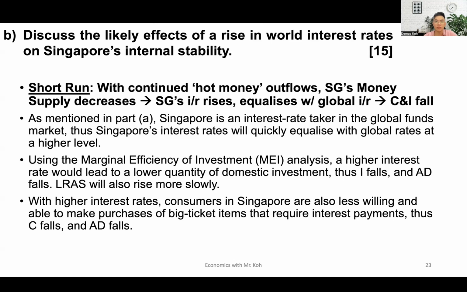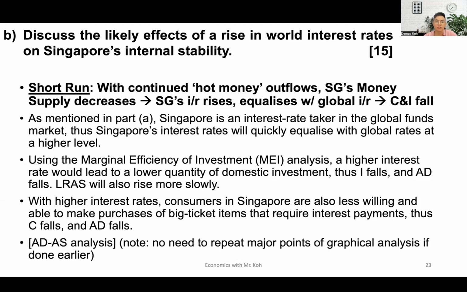Right. And with higher interest rates, consumers in Singapore are also less willing and able to make purchases of big ticket items that require interest payments. Therefore, consumption expenditure falls, leading to a fall in AD. Again, what's expected is AD-AS analysis, although if it was already done earlier in terms of the depth development, there's no need to repeat major points.